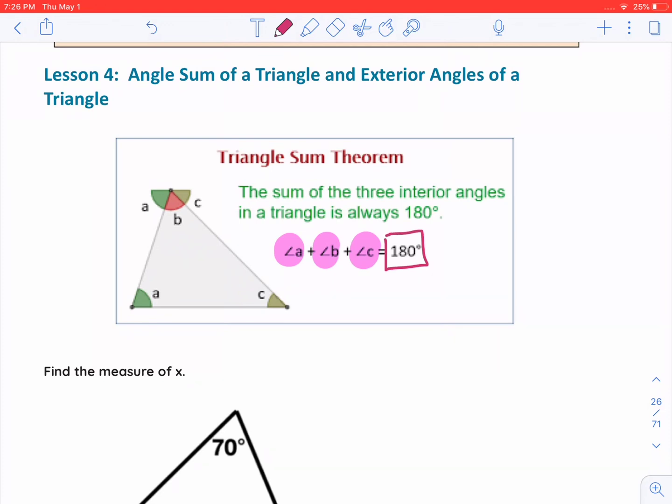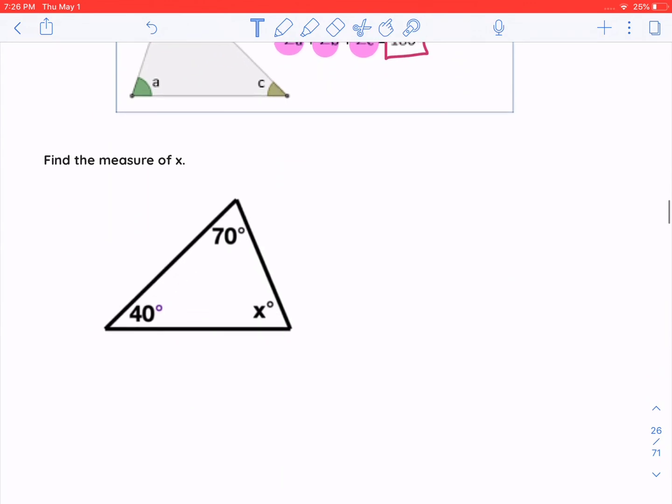Now let's apply this theorem to our first example. In this triangle, we know two of the angles. One of them is 40 and one of them is 70, and we are trying to find the measure of x. So to do this, we're going to set up an equation. I'm going to take all three of those angles and add them together. So x plus 40 plus 70, and that's going to be equal to 180 degrees because the angles inside a triangle all add up to 180.